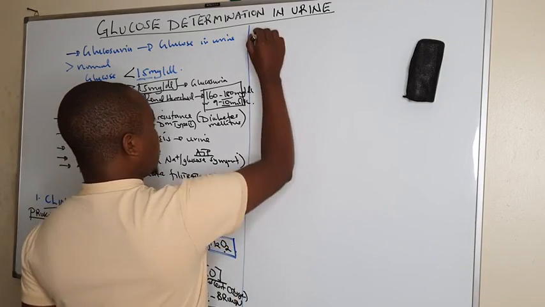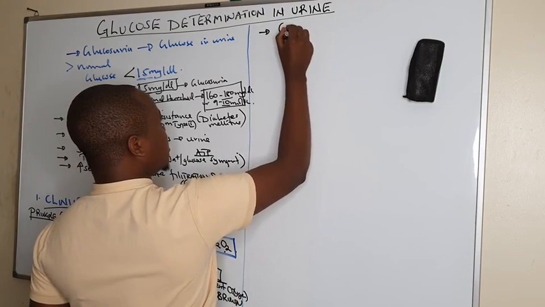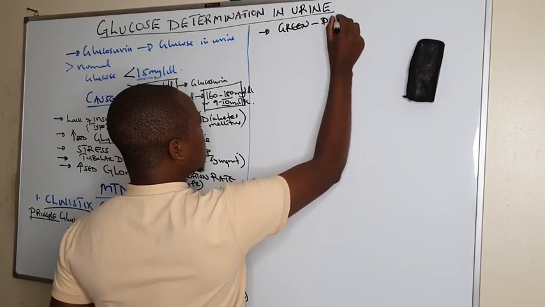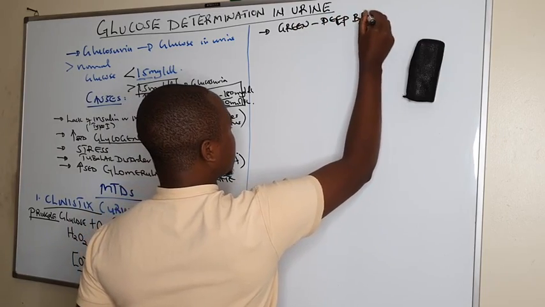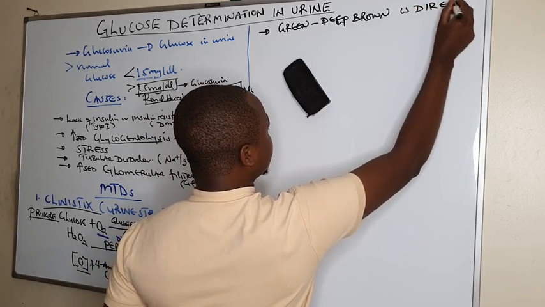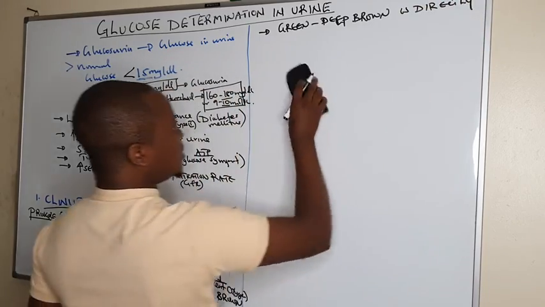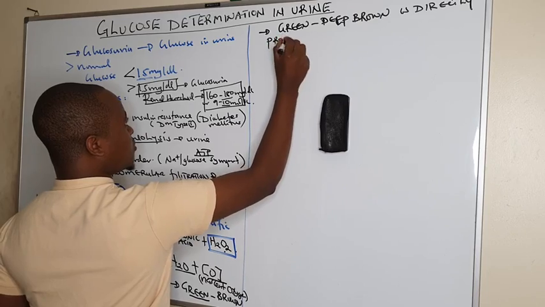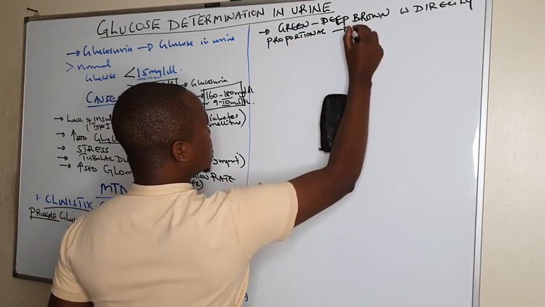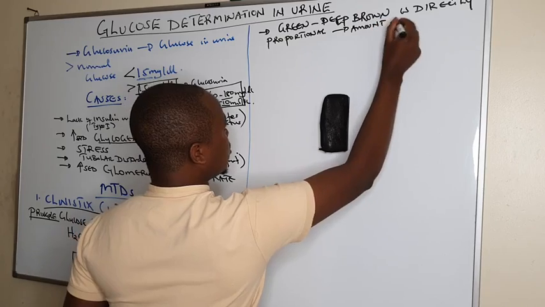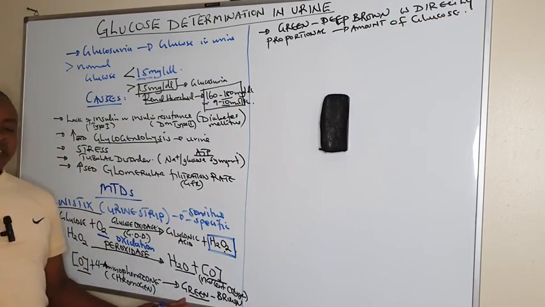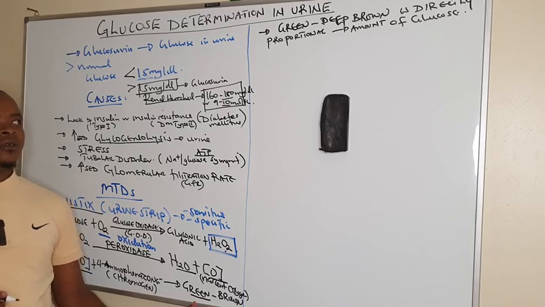So we are going to end by saying that the shades of green to deep brown color is directly proportional to the amount of glucose in the urine sample. The more intense the color formed, the more the glucose in urine.